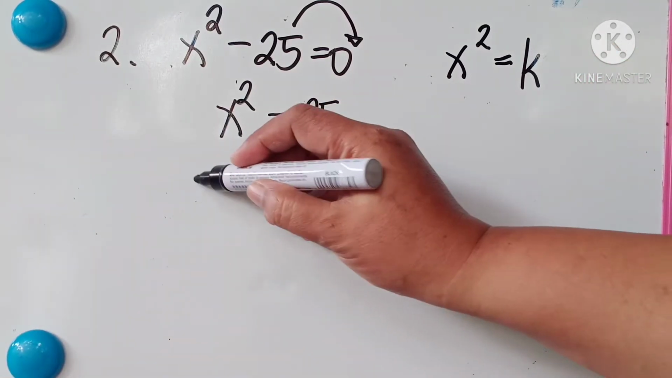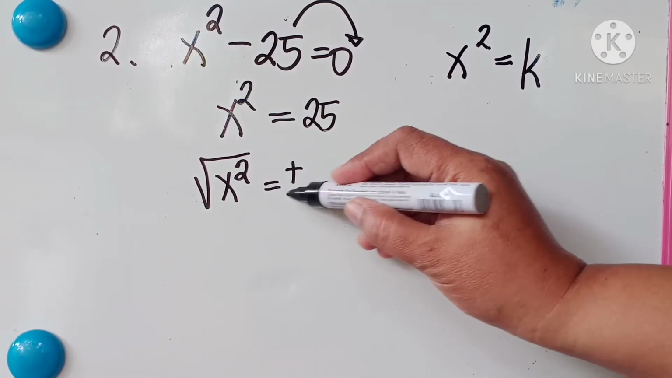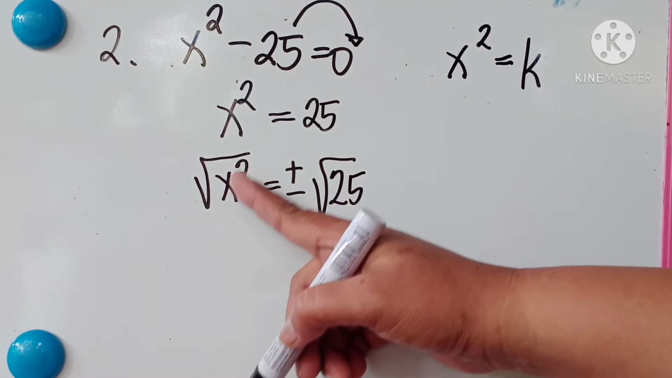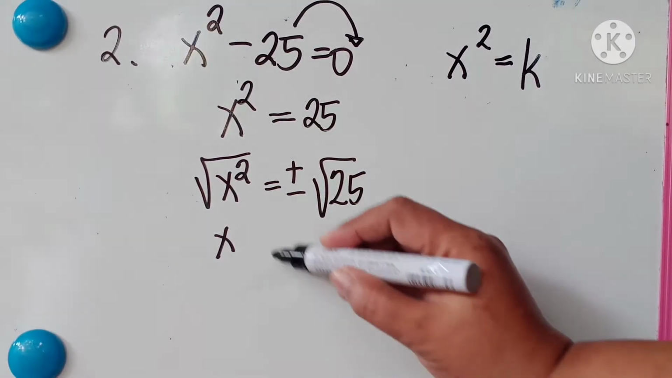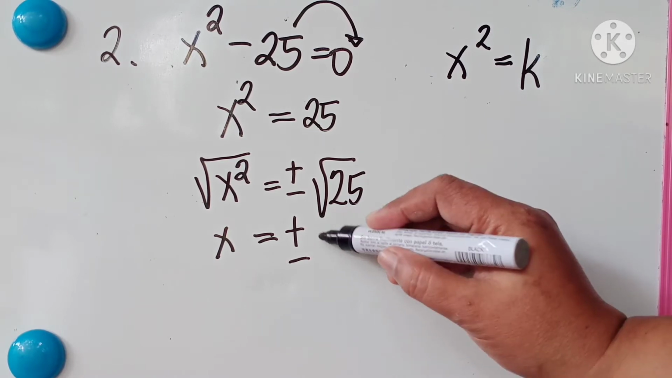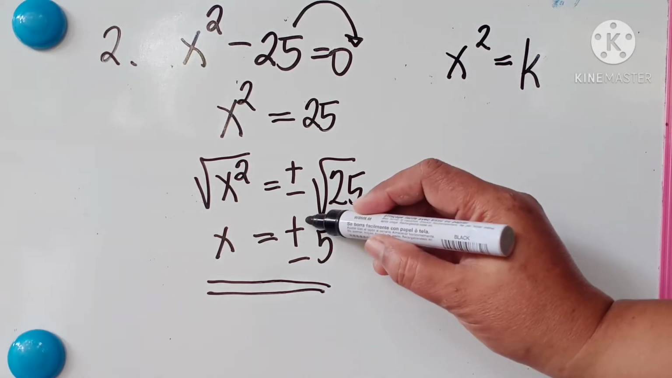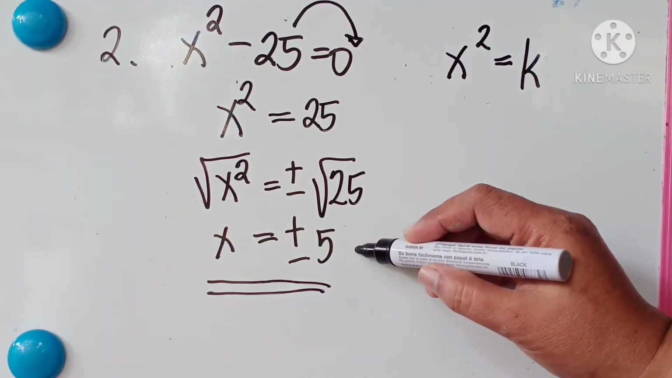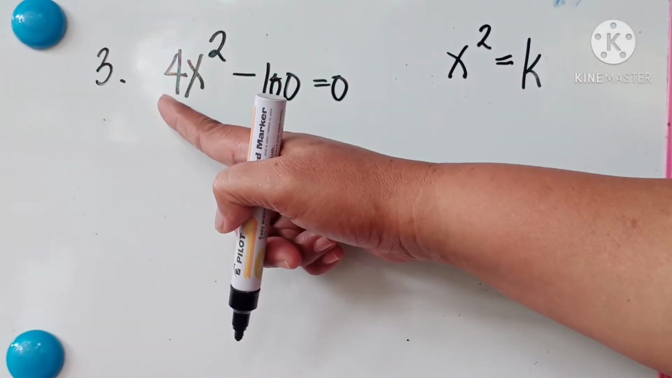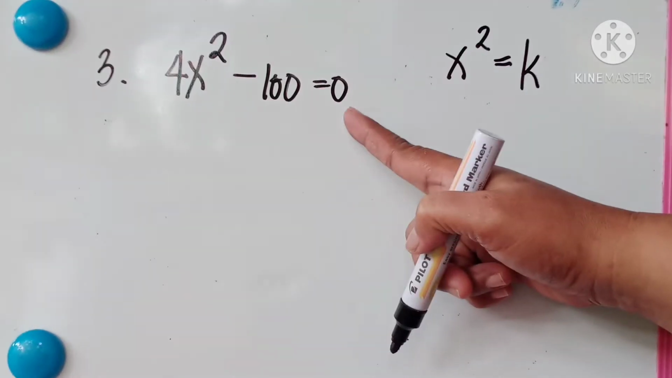So, ang gagawin na lang is extract the square roots on both sides of the equation. So, the square root of x squared is x. Then, we have positive, negative square root of 25 is 5. So, the value of x now is positive or negative 5. Naintindihan?